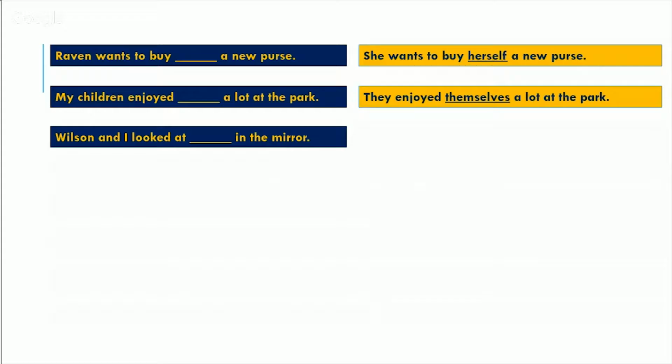All right, we have an answer here. My children enjoyed blank a lot at the park. Okay. And I see two answers, and those answers are good. They're correct. So they, my children, right? They enjoyed themselves a lot at the park.